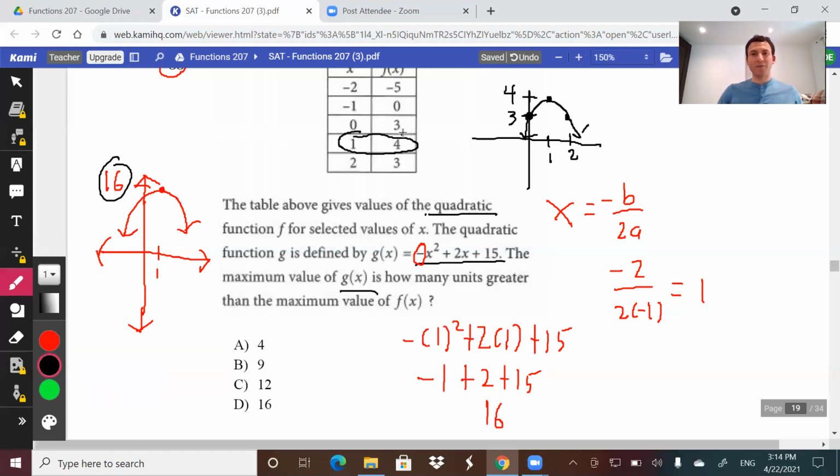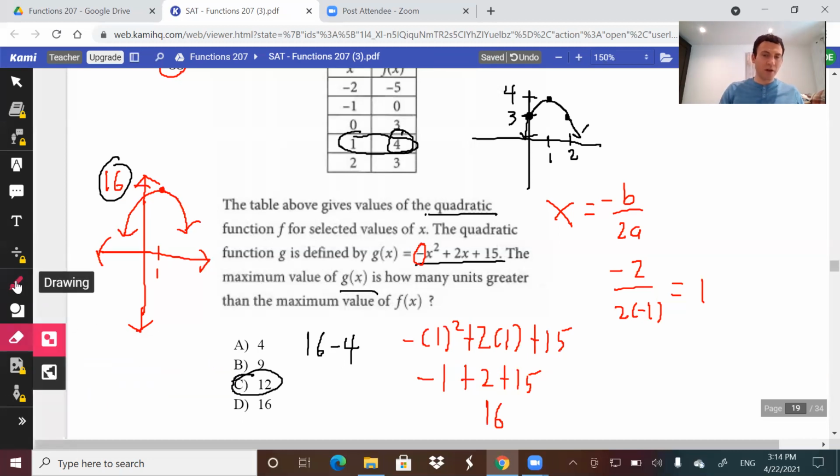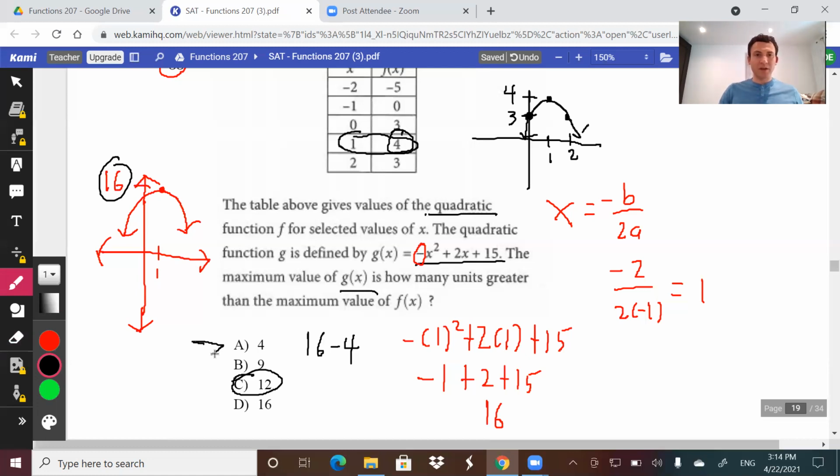The maximum of the f of x function is 4. 16 minus 4 gets us 12. Be careful of D and be careful of A. Why? Because they're just trick answers. What they did is they essentially gave you the individual maximums of the f function and the g function, but what they didn't do is give you the difference between the two. And always double read the question, because it's not about answering your own question, but what the question actually wants, which is how many units greater is the maximum of the g function from the f one.